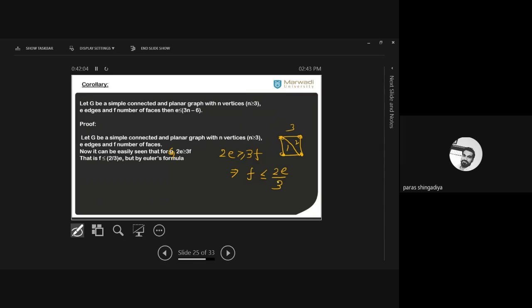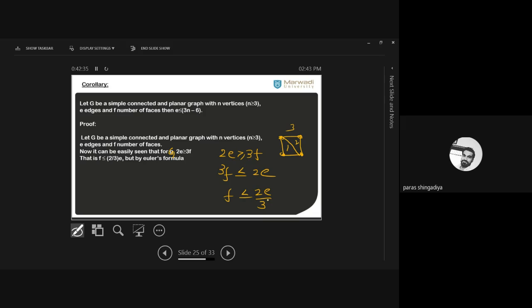F has to be made the subject. Since it is greater than or equal to, 3F is less than or equal to 2e. That can be written as 3F less than or equal to 2e. Both are the same. Which is bigger? 2e. So that is less than or equal to. Clear? So here F can be written as F less than or equal to 2e divided by 3.